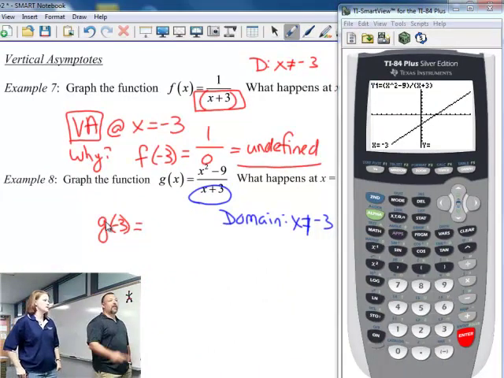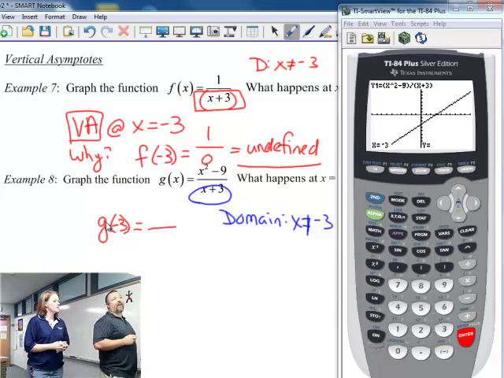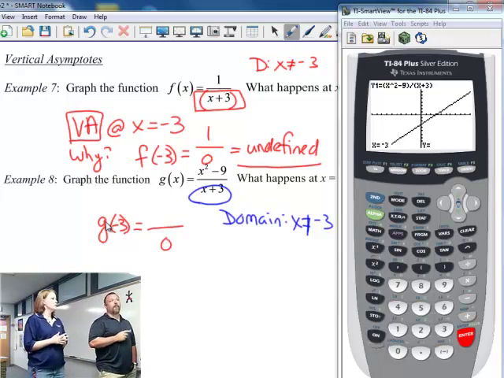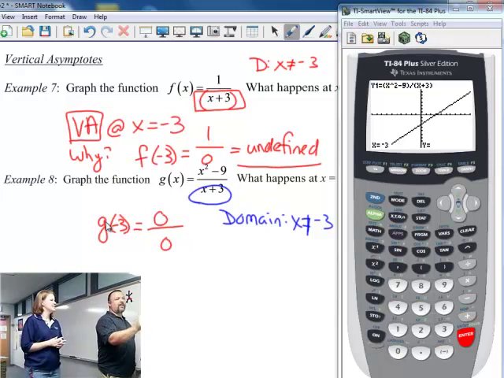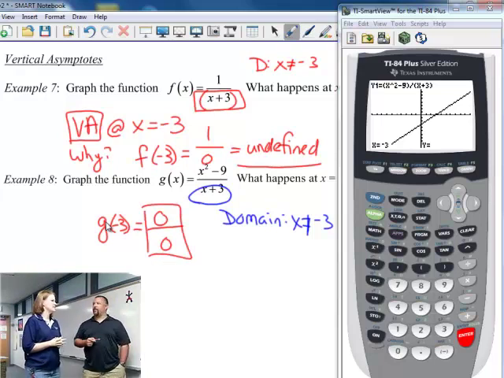It's obviously not a vertical asymptote, based on the picture. If we plug in negative 3, we get 0 on the bottom. We've established that from the prior example. But what is negative 3 squared minus 9? Negative 3 squared is 9, so 9 minus 9 will give you 0 as well. Ooh, now we have a problem.